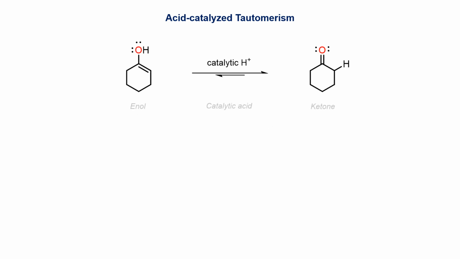In summary, the conversion of an enol to a ketone through tautomerism is catalyzed by acid. The acid adds to the alkene to give a resonance-stabilized carbocation, which is then deprotonated to reveal the more stable ketone tautomer.